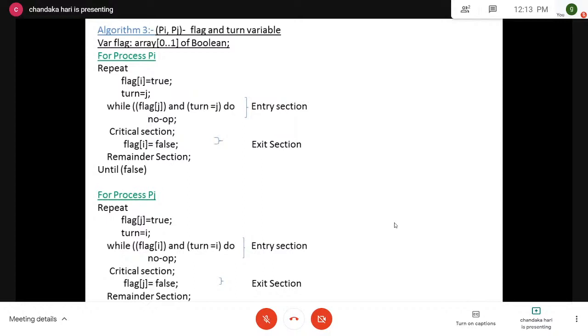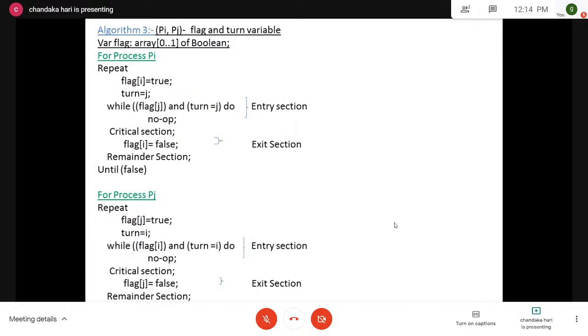If PJ is not already in its critical section, then flag j becomes false, and PI can enter into the critical section. If PJ has set flag j equal to true and is also executing its while statement, then turn is equal to I or turn is equal to j. However, once PJ exits the critical section, it will reset flag j to false, allowing PI to enter into the critical section.